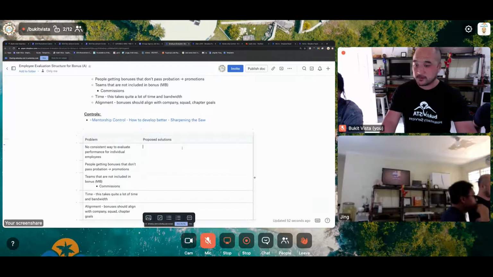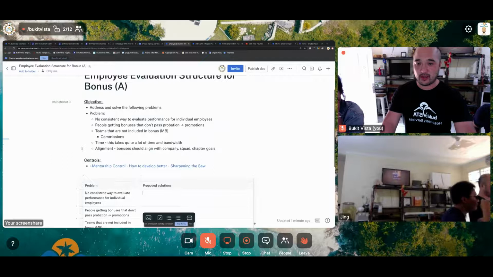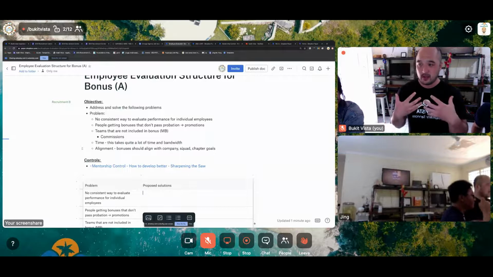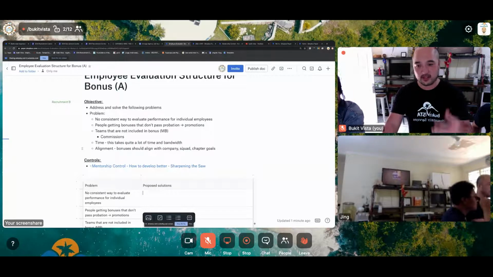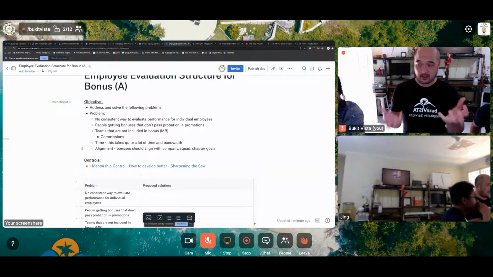Okay, so it means the proposed solution can be done not only by... Oh yeah, most definitely. This is something I will share with squad leads and chapter leads so that they know how to evaluate their team. But the ideation should come from HR. It's helping them sharpen their saws.